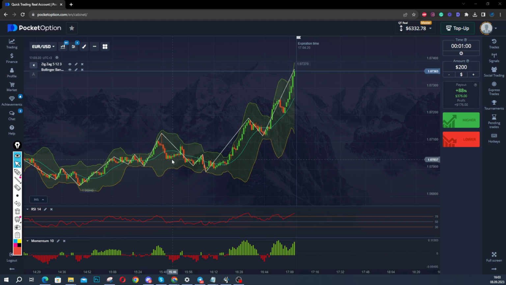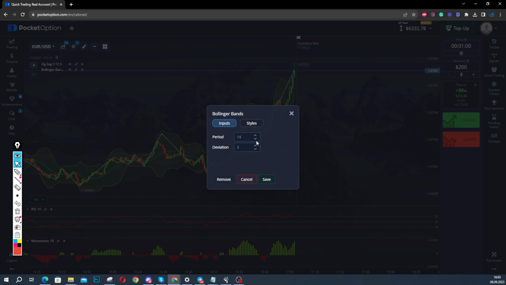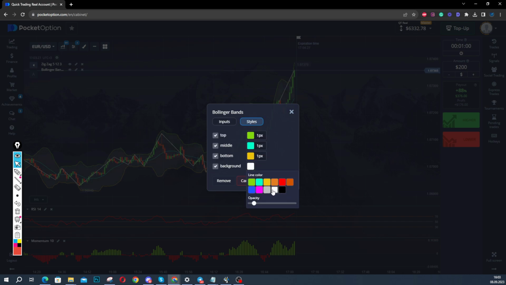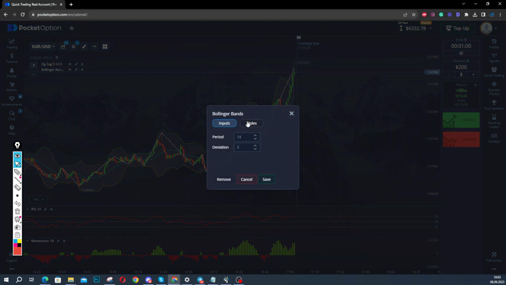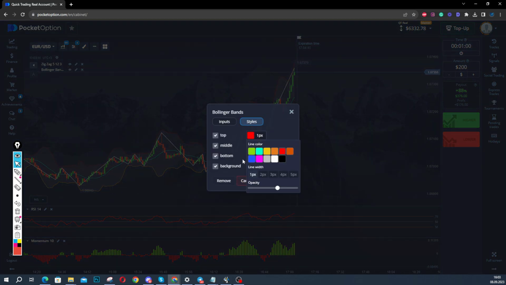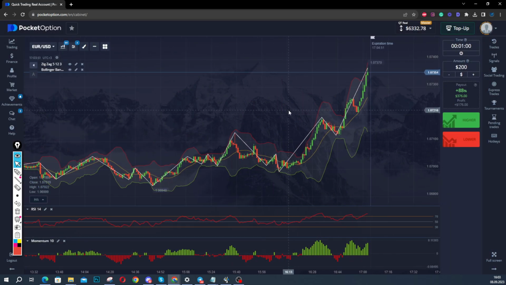So let me check out some trades. Let me remove this so that we can see better. Remove the color and change it again. I would prefer to make the top red for sell and the bottom green for buy. The middle we can use in yellow, so it looks very nice. And let me find some trade opportunities now.